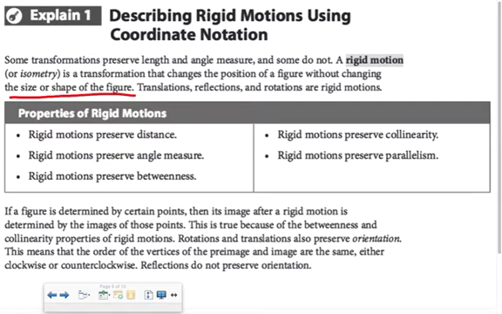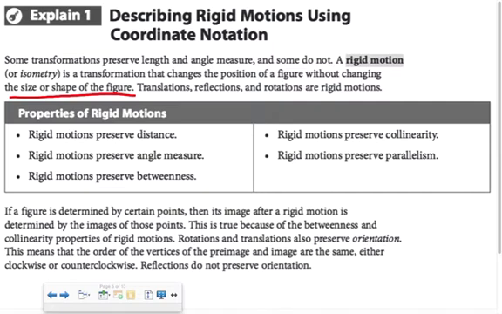Another term that we use in conjunction with that is to call it an isometry. So as you see in your text, translations, reflections, and rotations are rigid motions. That third transformation that we did, however, is a dilation. We'll talk more about that later on. It was a horizontal stretch, and it did not preserve length and angle measure.